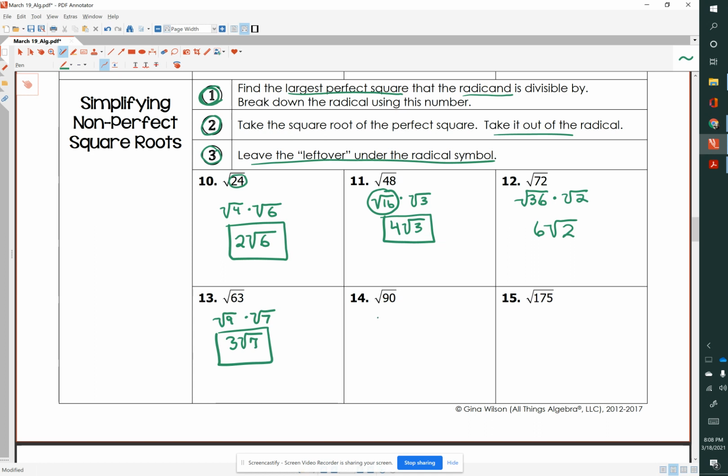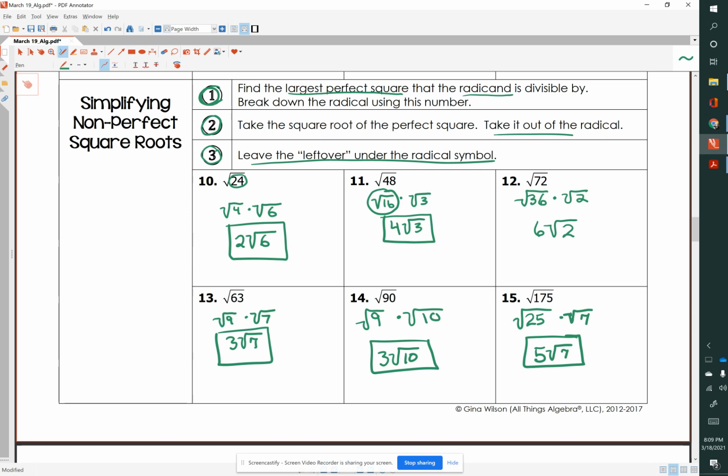Now, the square root of 90 can be thought of as the square root of 9 times the square root of 10. And 9 is a perfect square, so 3 is the square root of 9. So it would be 3 times the square root of 10. And number 15 can be thought of as the square root of 25 times the square root of 7. And 7 is not a perfect square, but 25 is, and the square root of 25 is 5. So that would be 5 times the square root of 7.